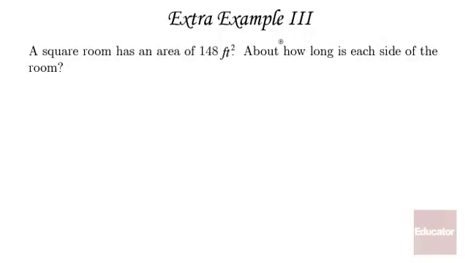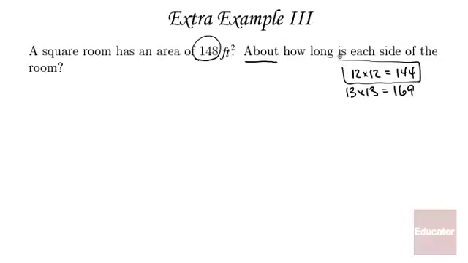A square room has an area of 148 feet. About how long is each side of the room? So once again, 148 is not a perfect square, so we have to estimate about how long each side of the room is. Let's try some numbers. I know that 12 times 12 is 144. That seems the closest because 13 times 13 is going to get me up to 169. So let's go with this. So in looking at the square root of 148, it's about 12. So each side of the room is about 12 feet long.